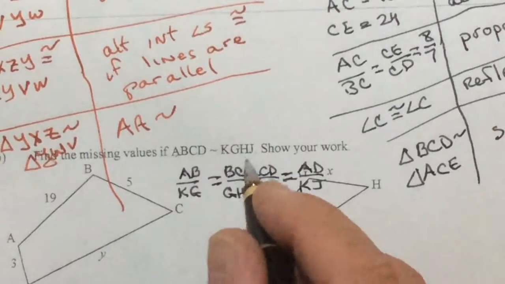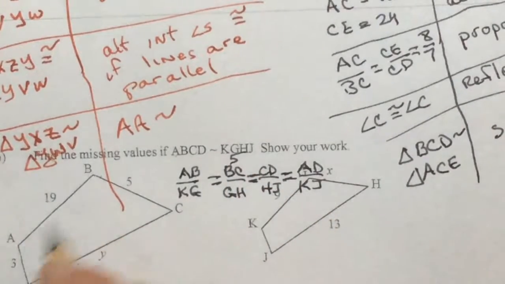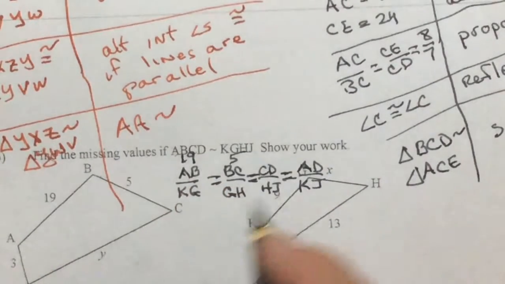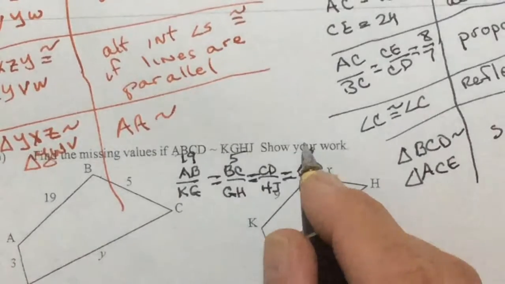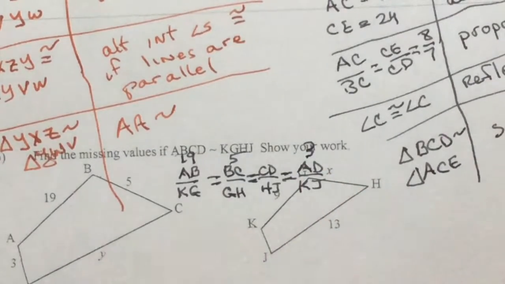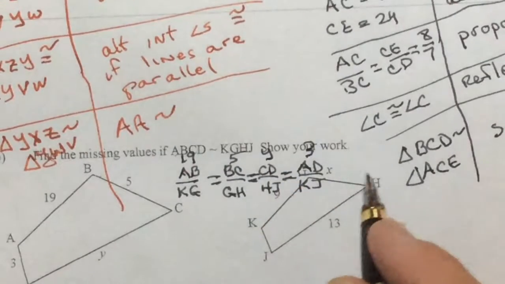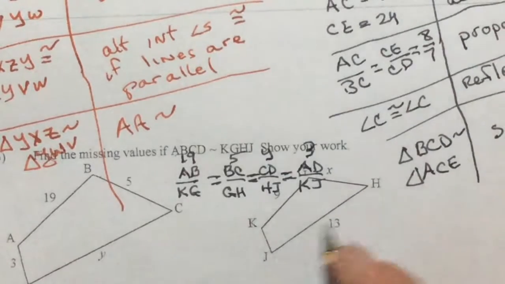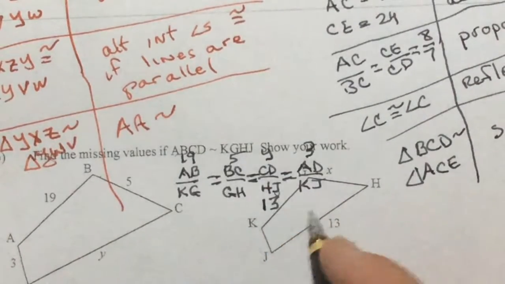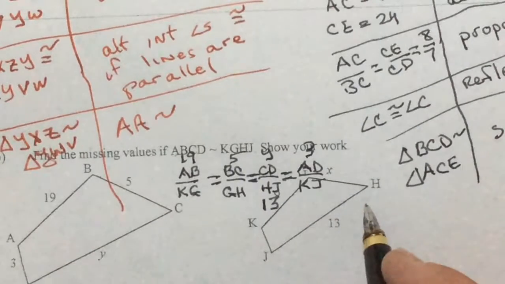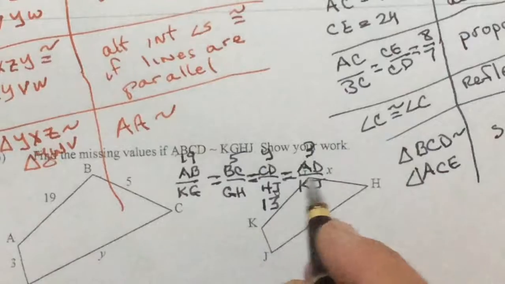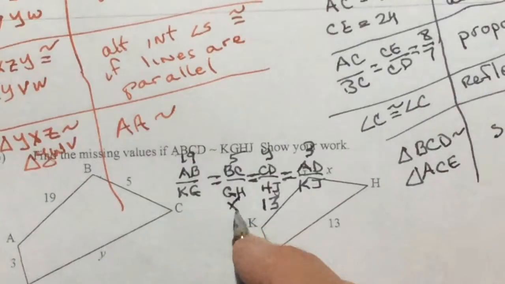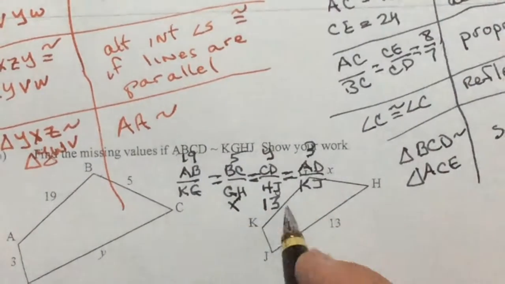So let's take a quick look and see which numbers we have. We have BC, which is 5. We have BA, which is 19. We have AD, which is 3. And then we have CD, which is Y. Over here, they don't even give us JK, but JH is 13. This is G in here. So GH is X. And KG is 9.